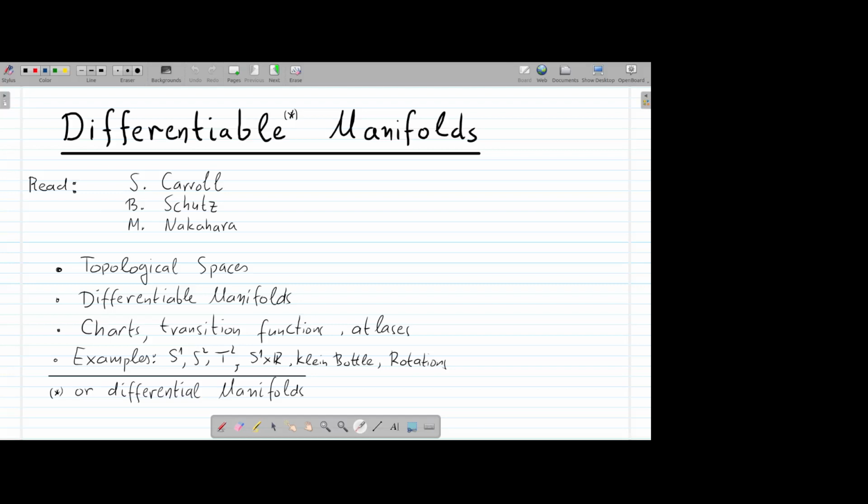In this video, we will define differentiable manifolds and see some examples of them. First, we will review some facts about topological spaces, then define differentiable manifolds, discuss what charts, transition functions, and atlases are, and then give simple examples mostly from surfaces that are embedded in three-dimensional space.